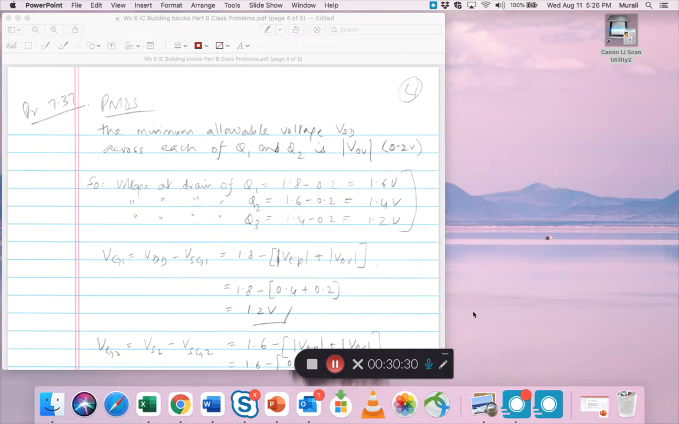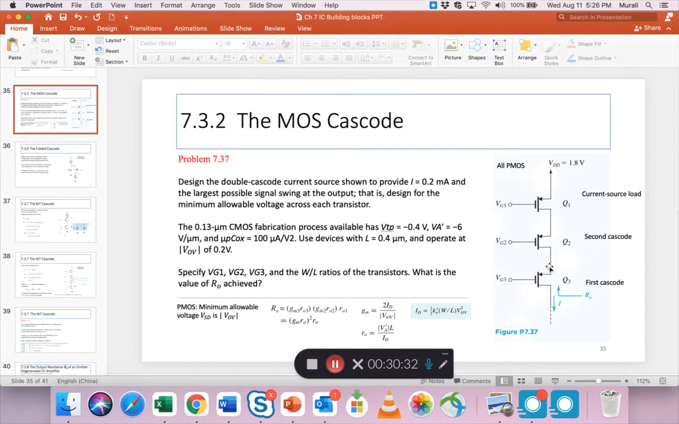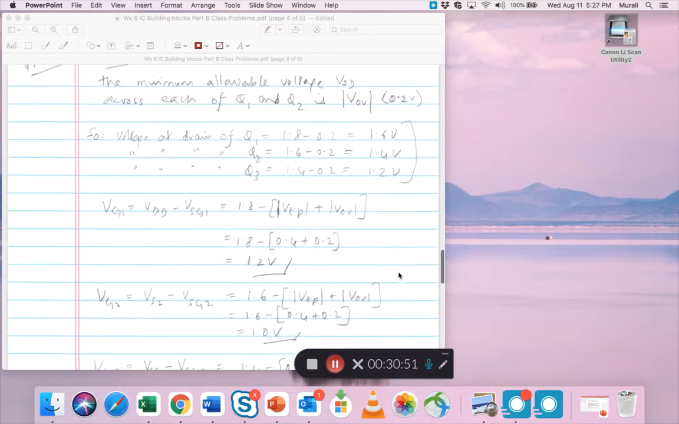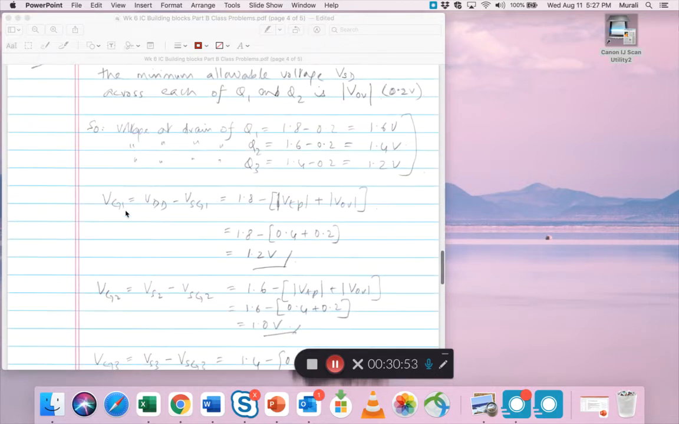Similarly, the voltage at the drain of Q2, which is here, right? Whatever was here, 1.6, we take out another 0.2, so you get 1.4, and so on. So for the Q2 drain, it's 1.4. For the Q3 drain, it's 1.2. So once we have that, then we can see other formulas that we can use.